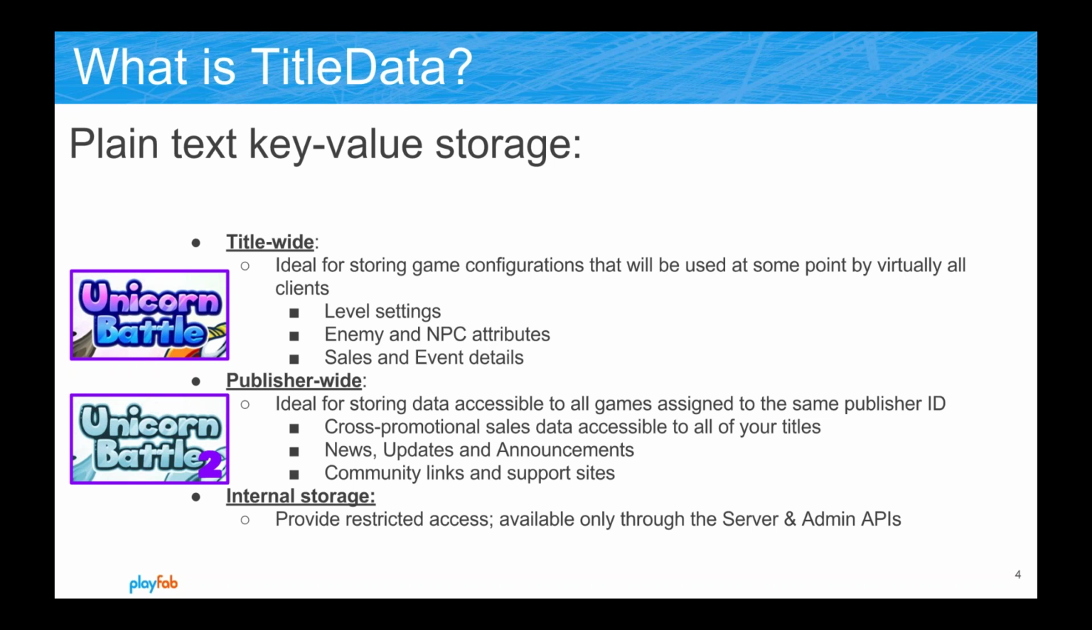And this is ideal for storing information used for cross-promotional sales, having users of Unicorn Battle play Unicorn Battle 2 or other titles that you develop, having news, updates, and announcements, and making sure that your news, updates, and announcements are common, set in one place and commonly read and pulled down at all endpoints, regardless of what title it's on, and then also community links and support sites. That way you can keep everything in one place and access it from a simple API call for all of your titles.